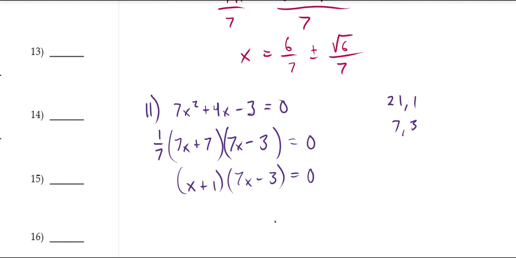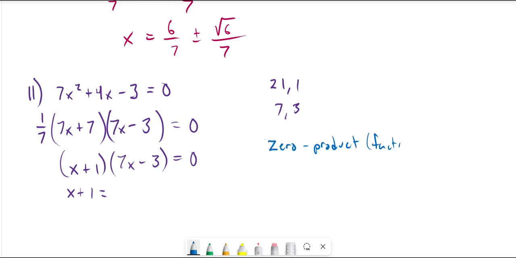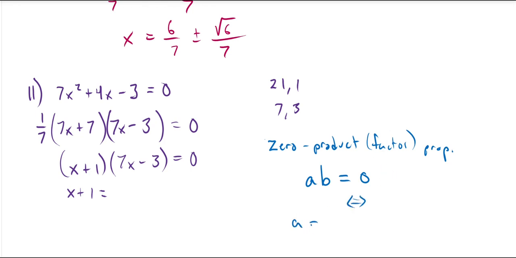Now that we've written it in a factored form, we can set each factor equal to 0 to find our solutions. The zero product property, or the zero factor property, tells us that if a times b is equal to 0, this happens if and only if a is equal to 0 or b is equal to 0.